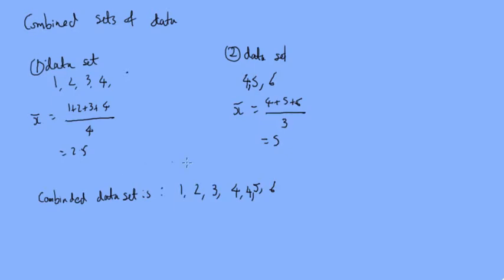Now, the mean of this data set is now 1, add 2, add 3, add 4, add 4, add 5, add 6, all over now 1, 2, 3, 4, 5, 6, 7. Over 7, but we've had our 4 add 3 here, is going to be 3/4.